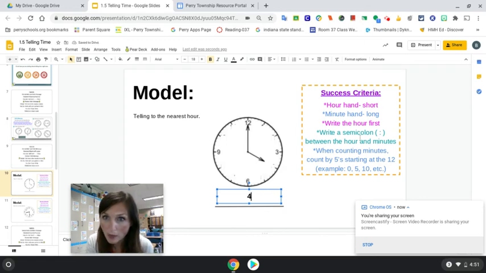Then it tells me I need to write a semicolon between the hour and the minutes. So I'm going to click Shift and then the little button next to the L, which makes the semicolon. And now I'm ready for the minute hand.